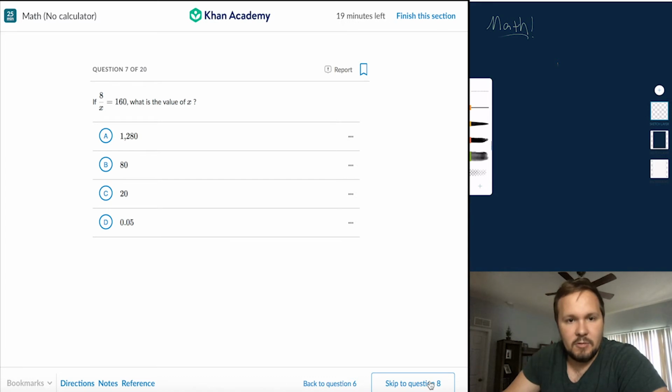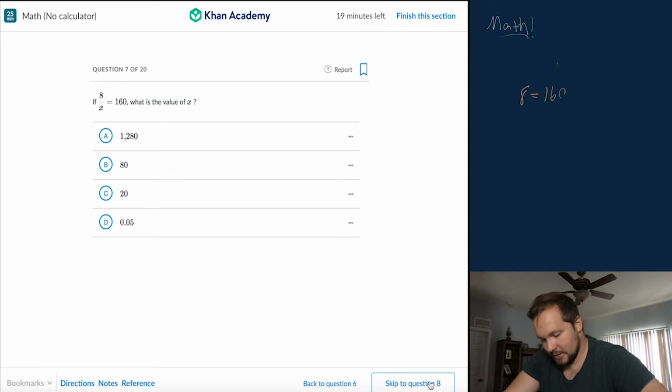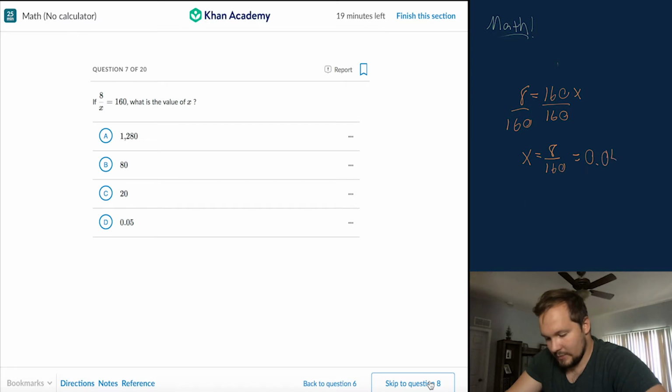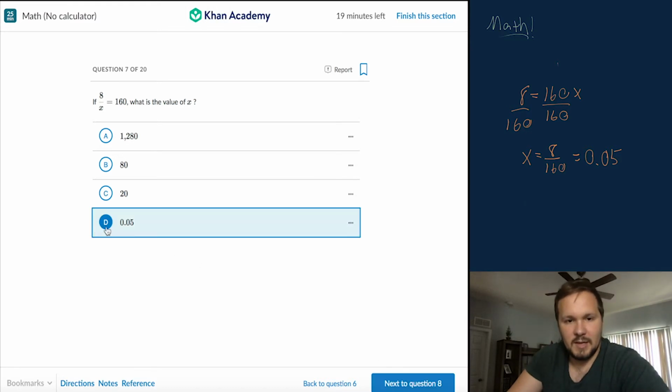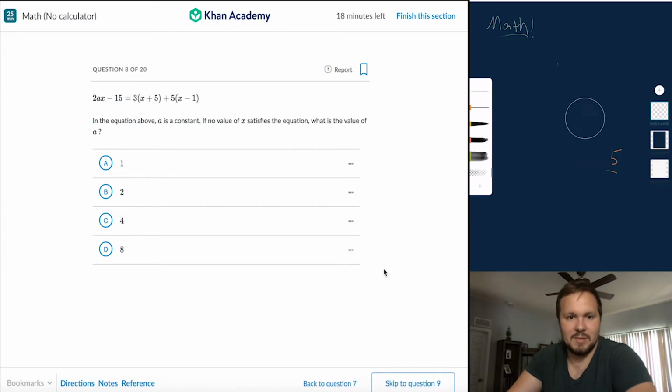All right, if 8 over x equals 160, then what is the value of x? All right, well, this one's actually pretty simple. There's a few ways to solve it, but I'm just going to do the first one that comes to mind, which is we just multiply over the x and then divide by 160. So you get 8 divided by 160 equals x. Okay, well then we can tell that it's going to be less than a whole number, so it's got to be this 0.05 value. But you can do the math, it's not too bad.